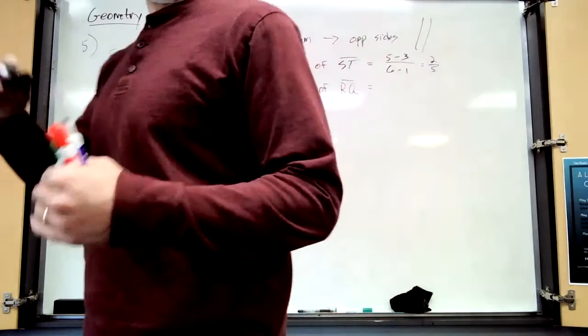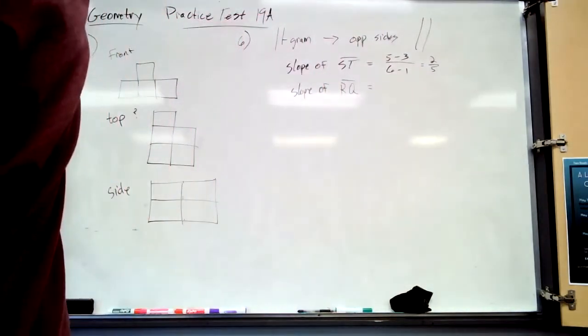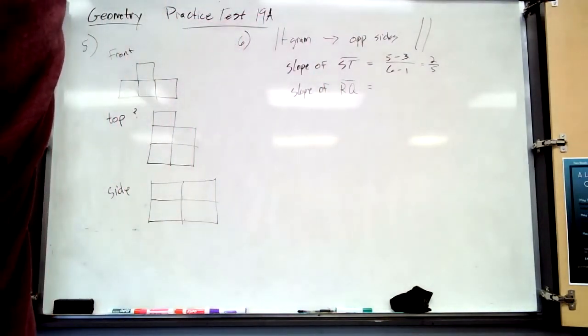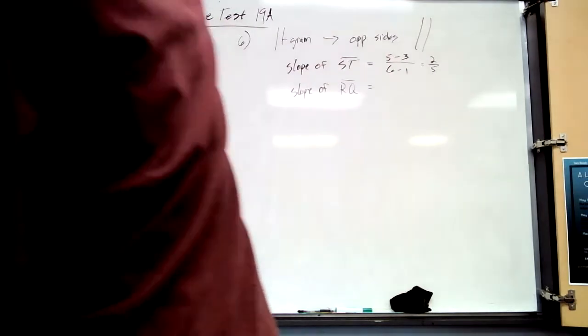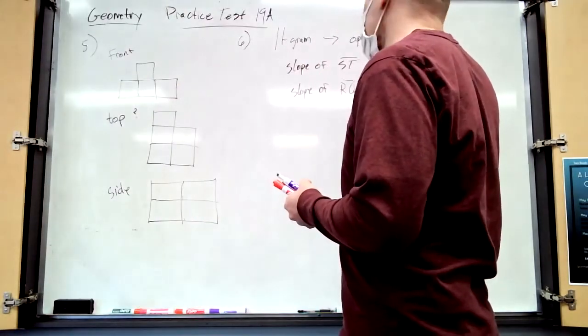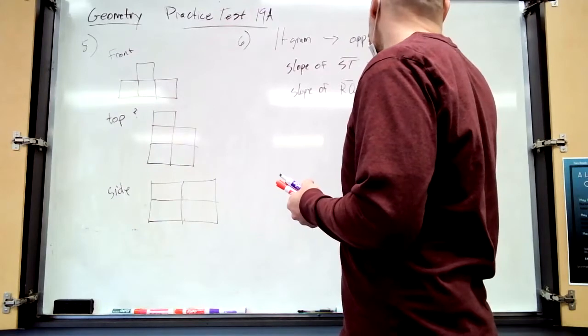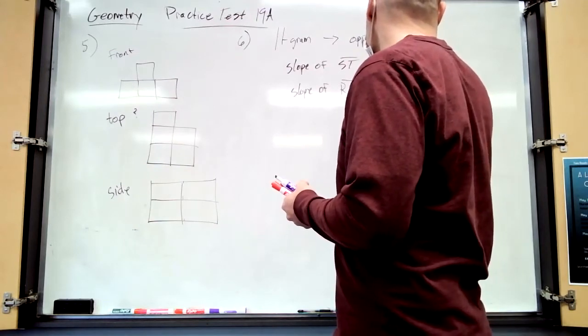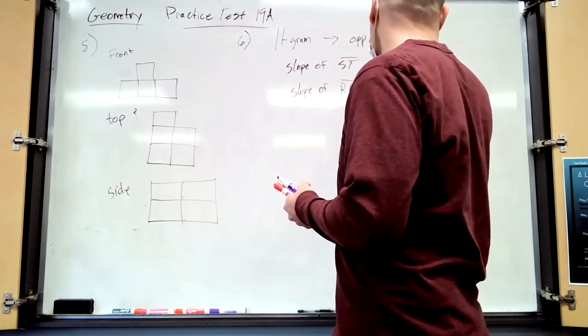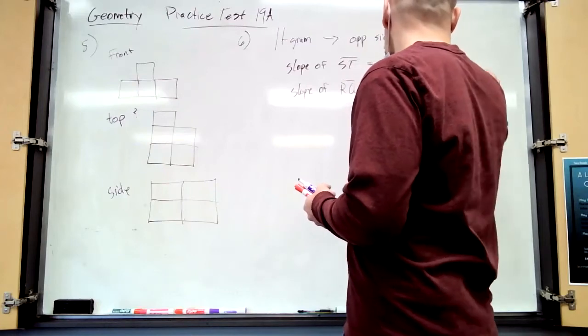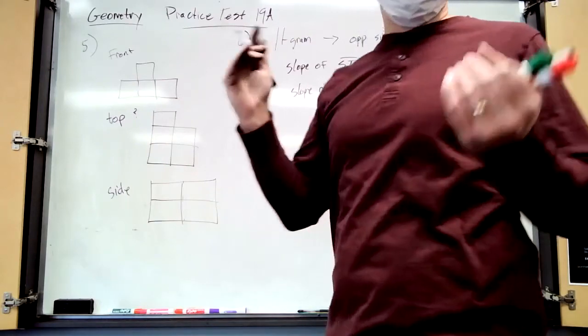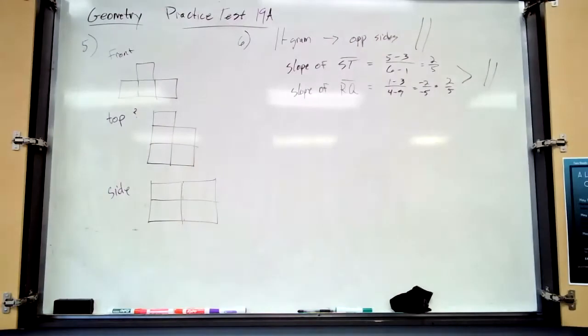You see how I'm doing this. I'm just doing the slope formula. So subtract the y's, subtract the x's. So Q and R. So 1 minus 3 over 4 minus 9, which is negative 2 over negative 5, which is 2/5. So these are parallel, but you've got to prove that the other sides are parallel too, right?